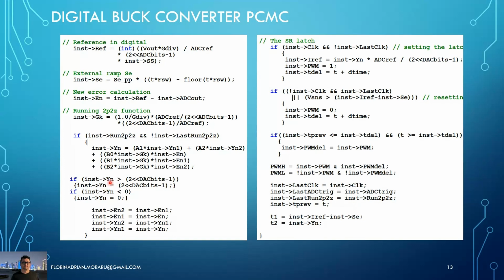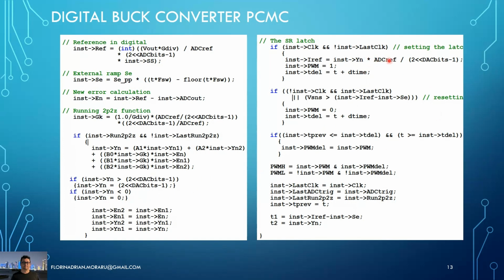Then we have the saturation block, and of course we need this to propagate the values. Then I call it the SR ledge, but it's not really an SR ledge. We have actually the outputs. Here we are calculating the reference as being the output of the digital compensator, which is already saturated.